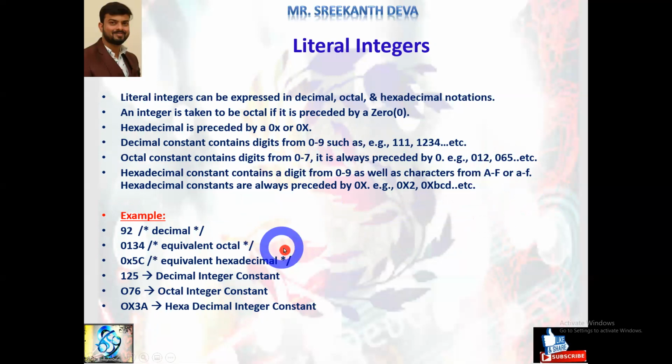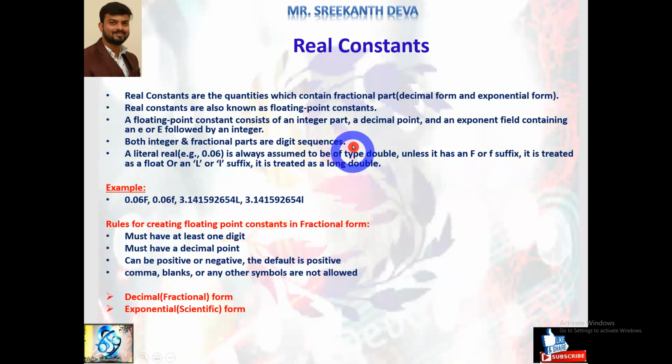These are all literal integers. For example, this number is a decimal number. This number is equivalent to octal. Why? Because the number is preceded with what? 0. This number is hexadecimal, because it starts with 0x, either small x or capital X. This number is a decimal integer constant. This number is an octal integer constant, starting with what? 0. A hexadecimal integer constant starts with what? 0x.